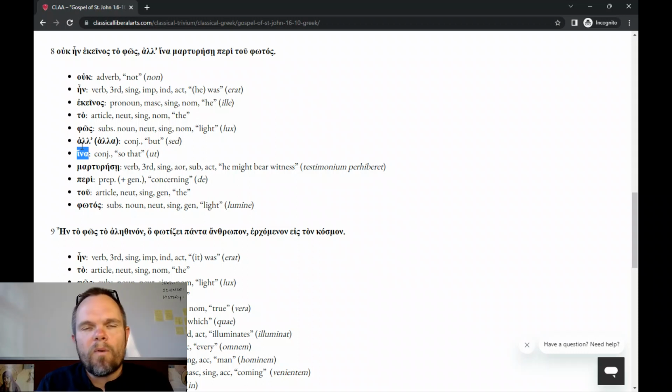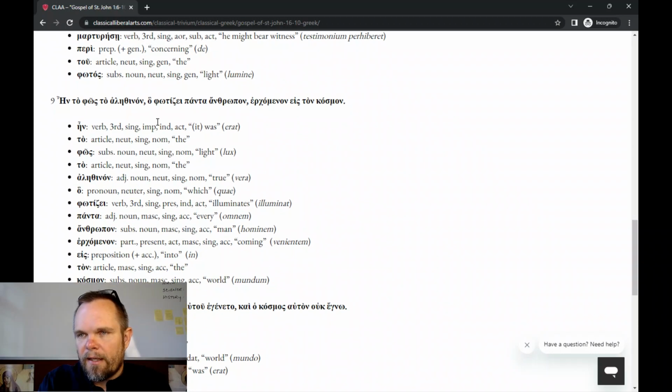So not was he the light, but so that he might bear witness, peri tou phōtos, concerning the light. We've already translated that phrase in the previous verse. So verse 8, ouk ên ekeinos to phôs all' hina martyrēsē peri tou phōtos. Not was he the light, but that he might bear witness concerning the light. That's verse 8. Verse 9.